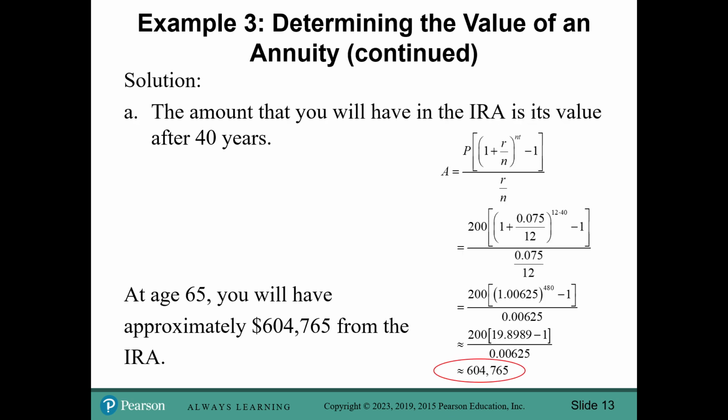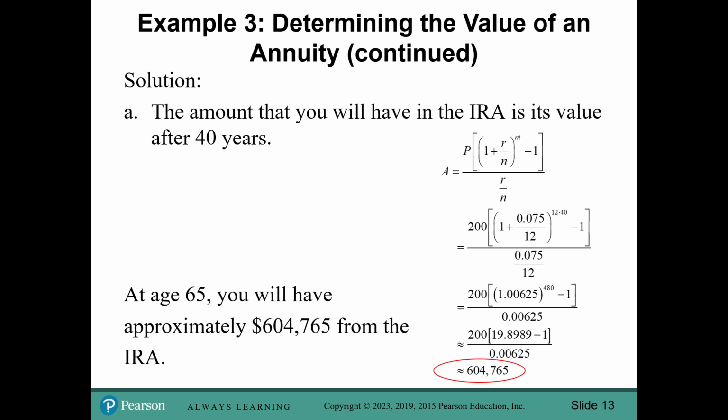Okay, so let's set this up for A. The amount that you will have in the IRA is its value after 40 years. Already discussed this. Let's start with this formula we have: A equals P times (1 plus R over N) raised to the NT, minus 1, all over R over N. Okay, let's do some substitutions here.